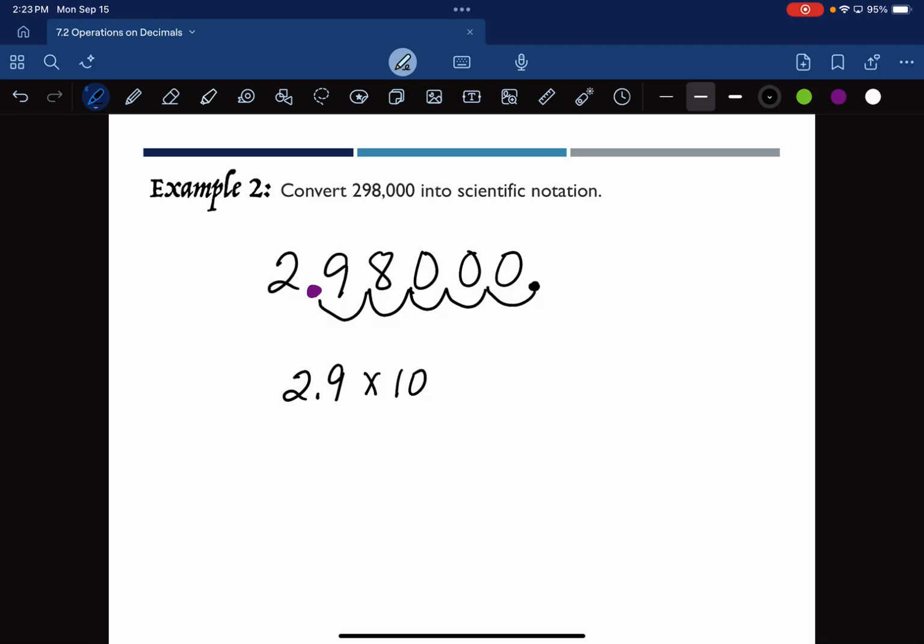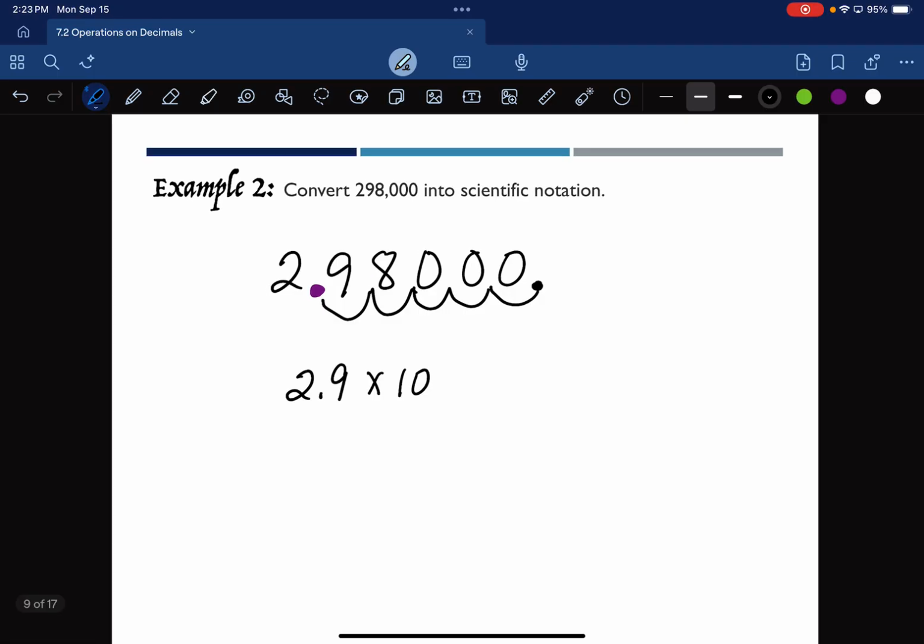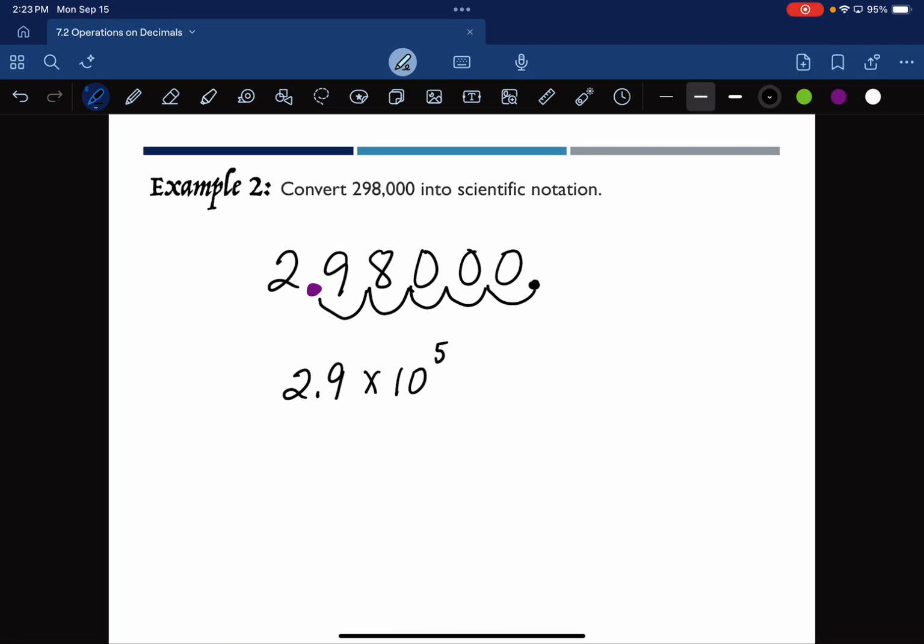Is it going to be a positive 5 or a negative 5? Positive. How do we know it's positive? Because it was larger than 10. Large number positive, small number negative. Okay, does that make sense?